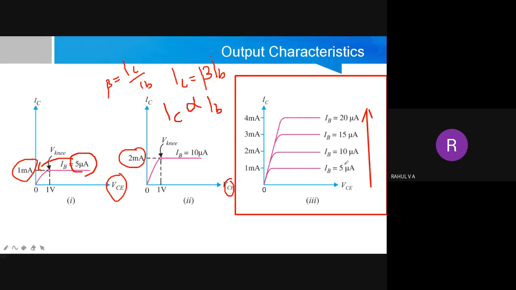So the collector current is somewhat larger than the base current. That means IC is equal to beta into IB. If you apply a small amount of base current, it is multiplied with a constant called beta, and we get a higher value of IC at the collector. So this is about the output characteristics of a transistor.